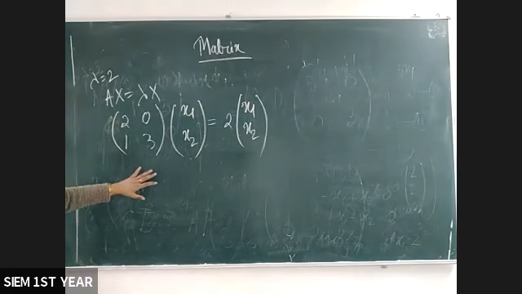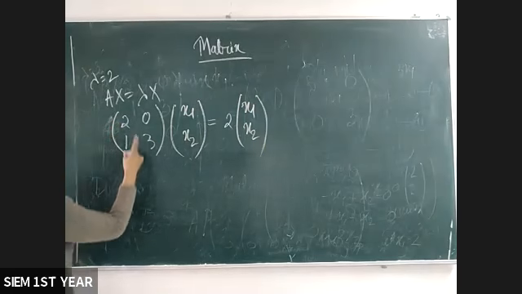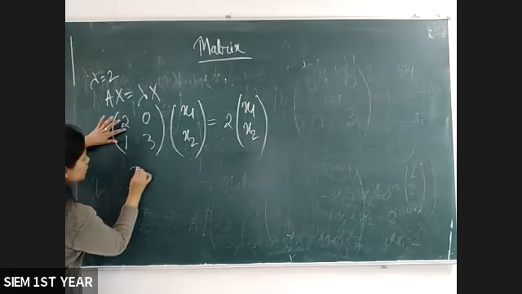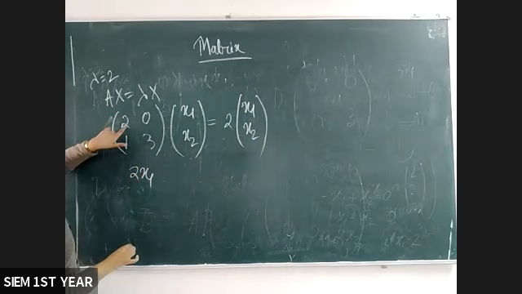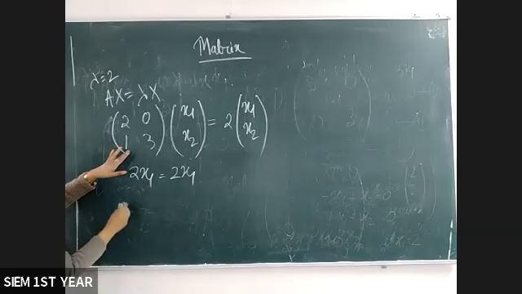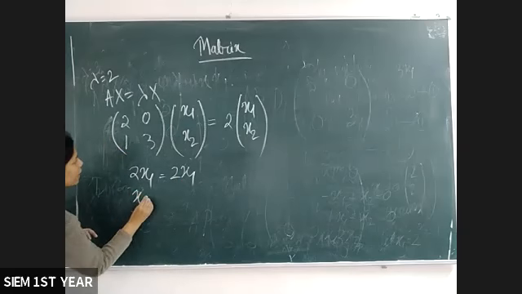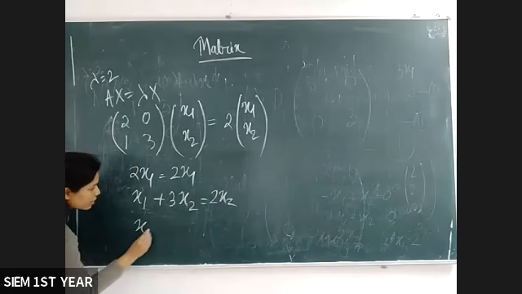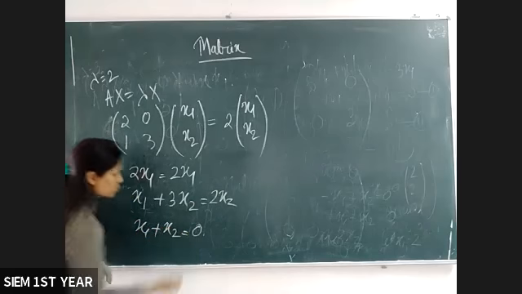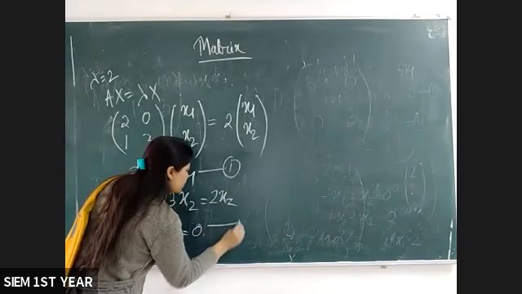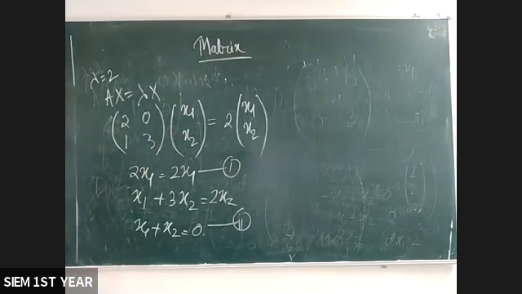I am directly writing the equations since we only have 5 minutes. First multiply this and then solve. You get 2x1 plus 0x2 equal to 2x1, and from the second you get x1 plus 3x2 equal to 2x2. If you solve this, you will get x1 plus x2 equal to 0. This is your first equation and this is your second equation.